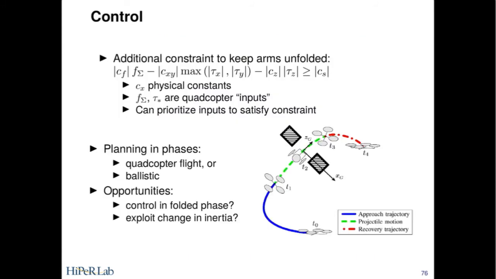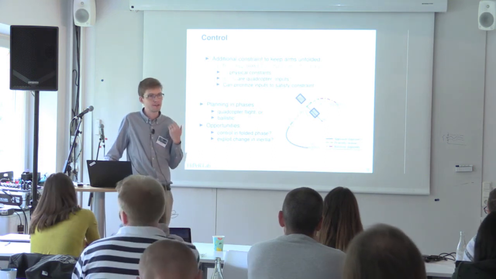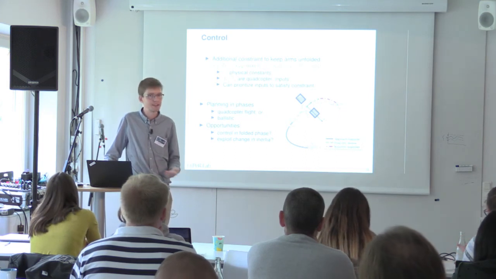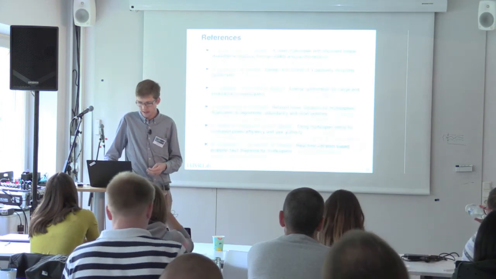And then there are some controls details, which I'll probably skip over since they're not necessarily that interesting. But you then have to reason, of course, about what exactly this means and how do I control the vehicle to make sure that it only changes shape when I actually want it to change shape, and how do I deal with these additional constraints, etc.